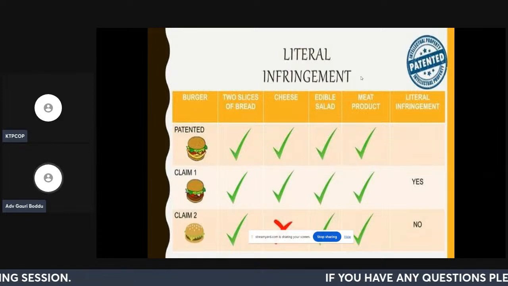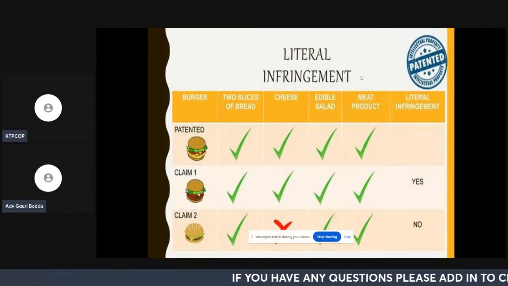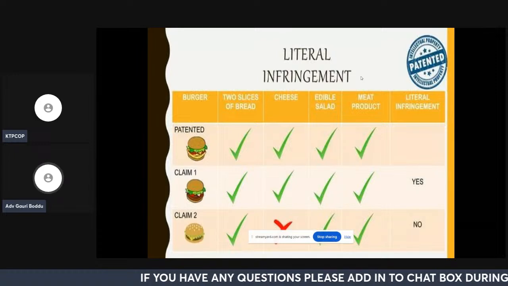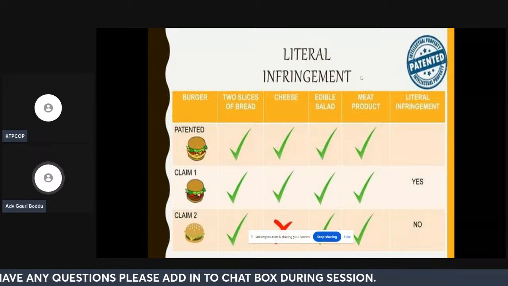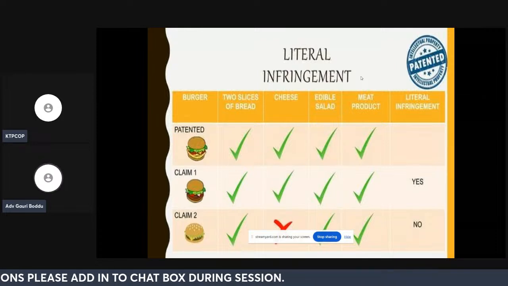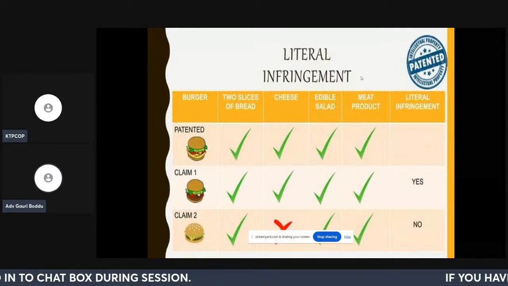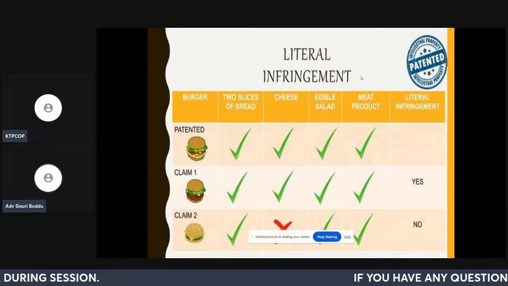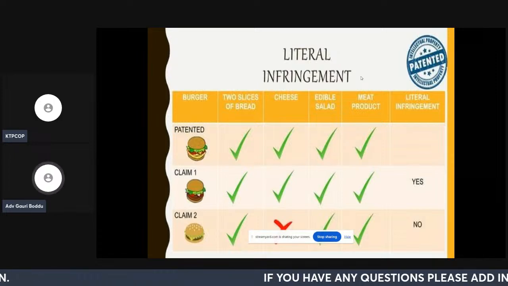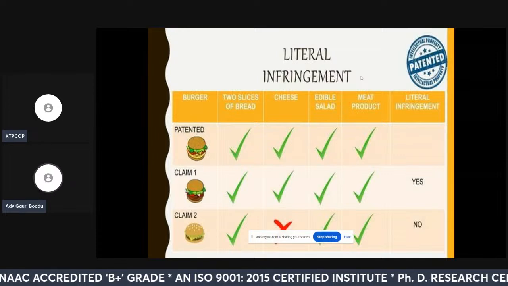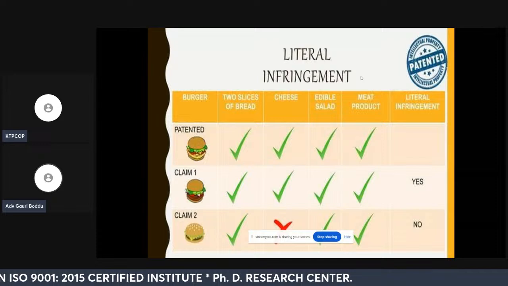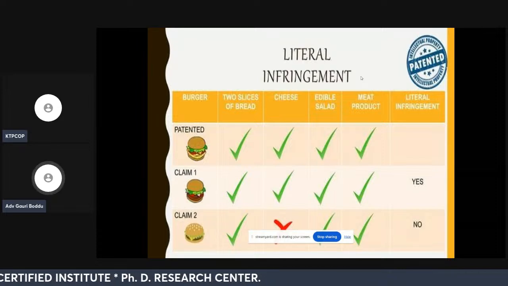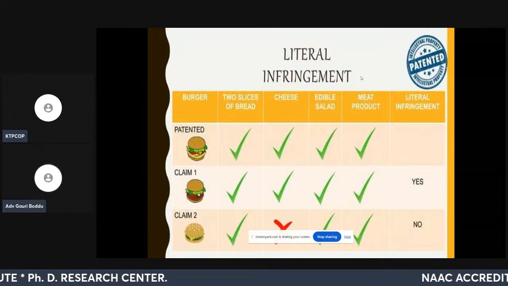Now above you can see there is a patented two slices, cheese, edible salad, meat product. But in claim 1, it is exactly the same. So it is a direct infringement. In claim 2, cheese is missing. So it is a literal infringement. So this is the example of literal infringement, that something is missing. If there is no edible salad, you can say that it is a literal infringement because there are two components missing. But you have not exactly copied like that. So it is a literal.